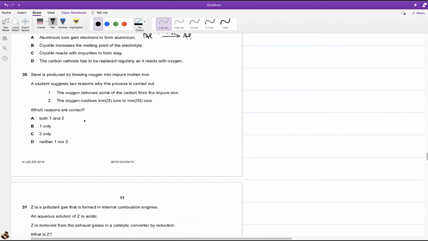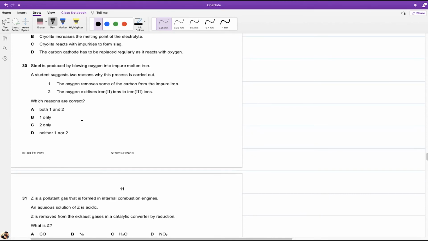All right. Steel is produced by blowing oxygen into impure molten iron. Okay. So why does this happen? What do we want? We want steel, and where will steel come from? Steel will be produced when we have carbon and iron, or maybe if we want to add something else, but carbon and iron both must be present. Okay? So it is impure iron. So now which option should we consider here? Any ideas about this?